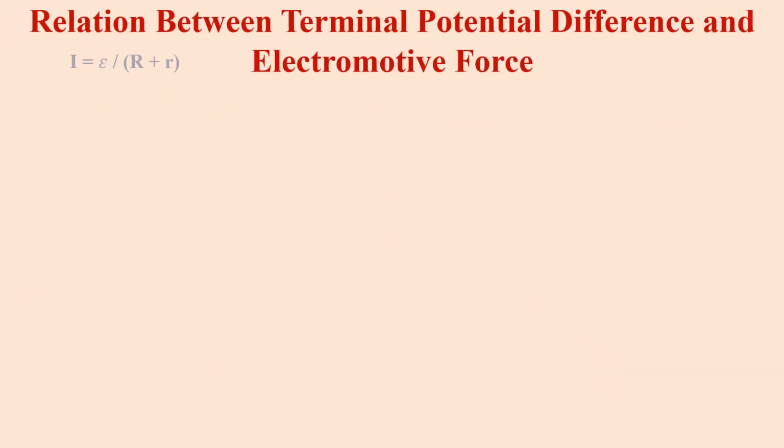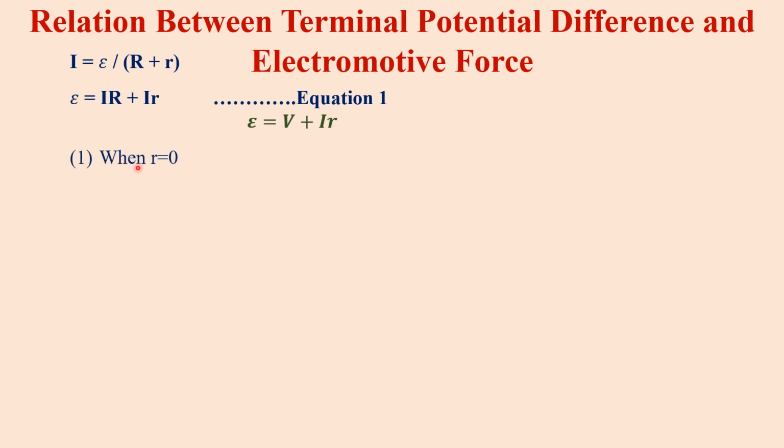Relation between terminal potential difference and electromotive force. As we know, current flowing through the circuit I is equal to E divided by R plus r. By rearranging the equation we get E equals IR plus Ir. Let's say it is equation number 1. As we know that IR is equal to V, V is the terminal voltage, terminal potential difference, and we get E equals V plus Ir. When there is no internal resistance in the EMF source, r is equal to 0.